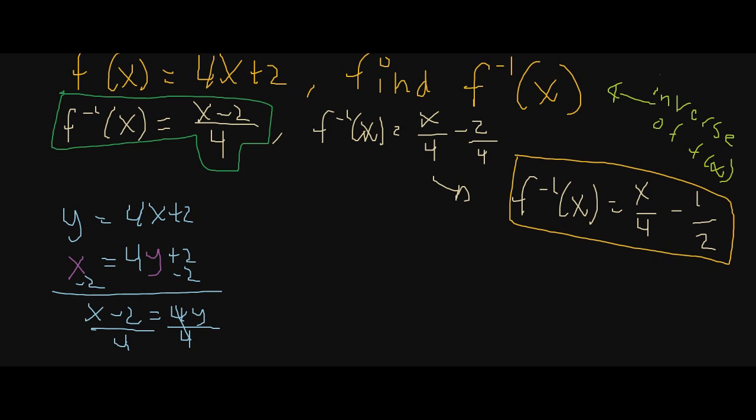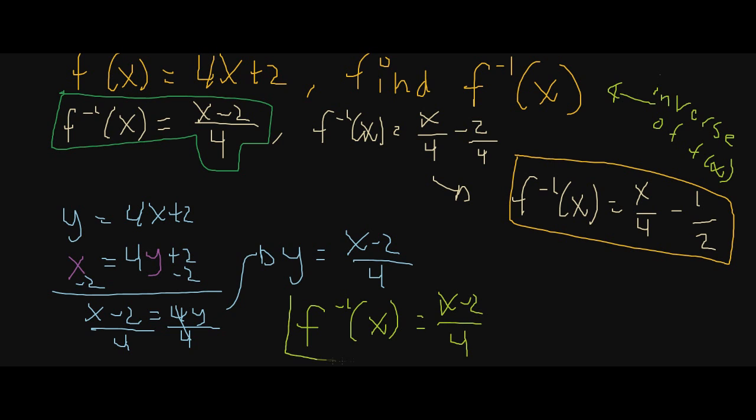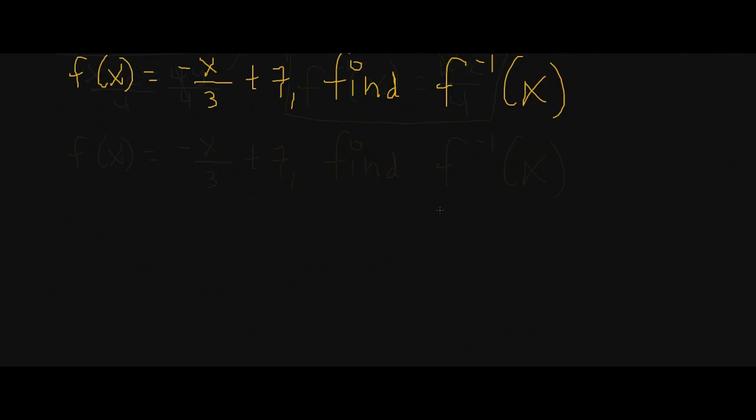There we go, and that's exact same thing that we got up here, right? So our equation is just going to be y is equal to (x minus 2) divided by 4. All right. Finally, let's just rewrite it using this notation. So the inverse is (x minus 2) divided by 4. Or like before, the simplified version is this right here. All right. Let's go ahead and look at one more example.